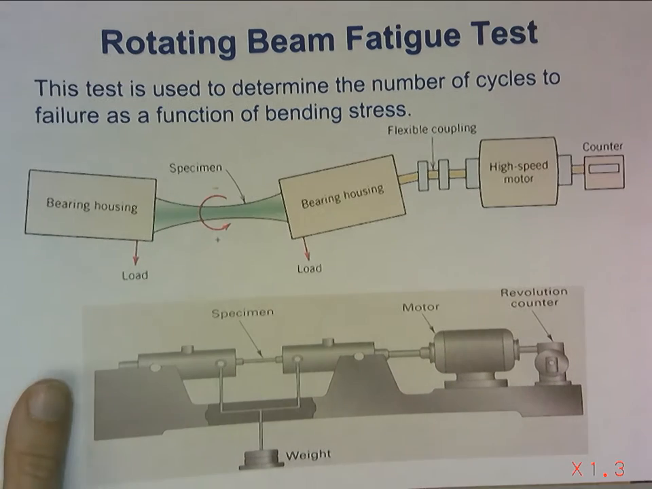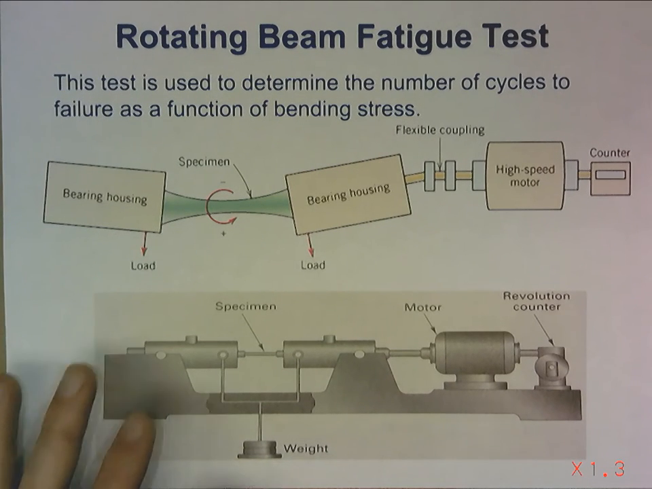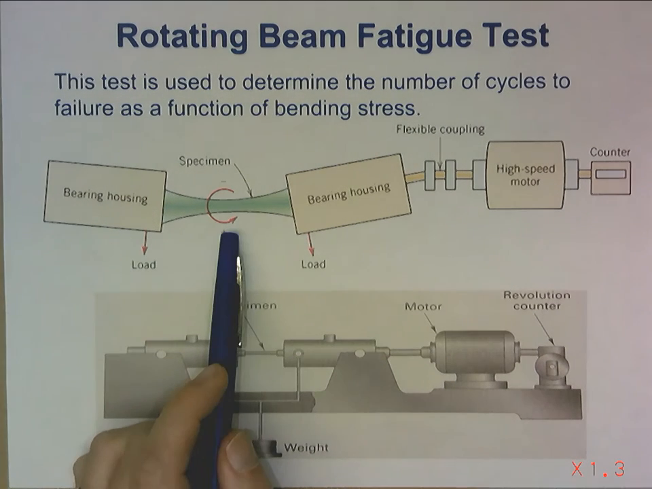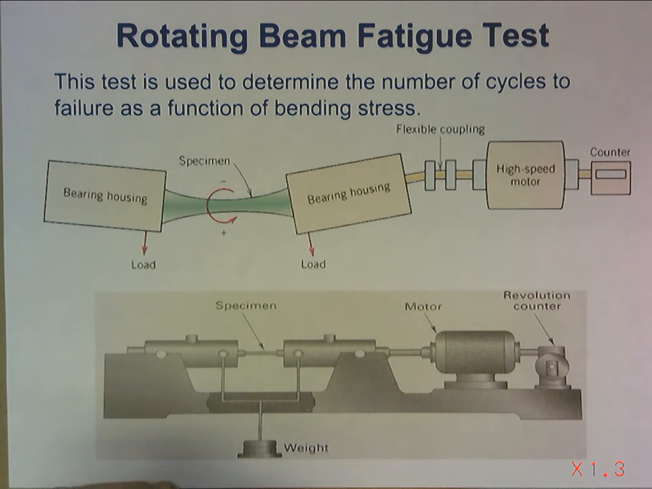So, to test this, we have what is called a rotating beam fatigue test. Okay, well, we've got a beam. That's our specimen. It's a beam shape. It's going to rotate, and we're going to look for fatigue. Rotating beam fatigue test. Real exciting, right? So this is kind of an artistic representation of one of these machines.